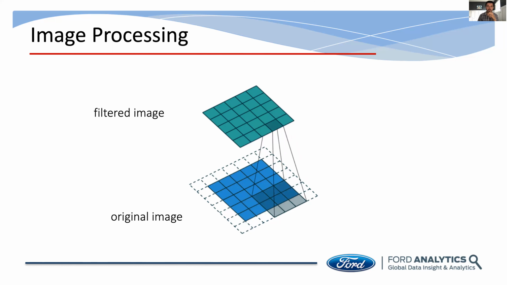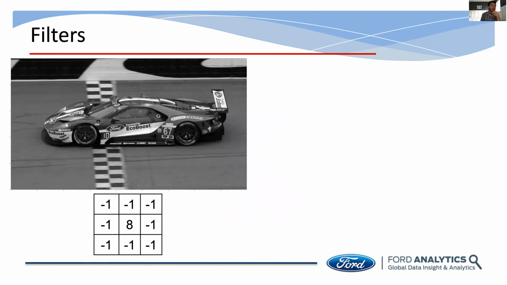So let's look at a couple examples. So here is an image of a car winning a race. Oh, and it looks like that's a Ford GT. So this is a grayscale image here, and let's look at what we get when we process it with this filter. Does anyone want to guess, at least qualitatively, what this processed image will look like with that filter?